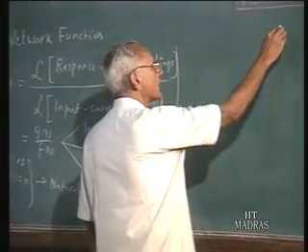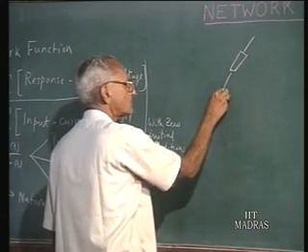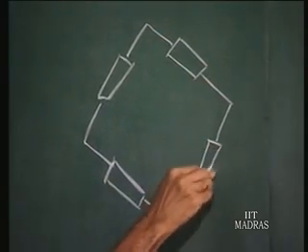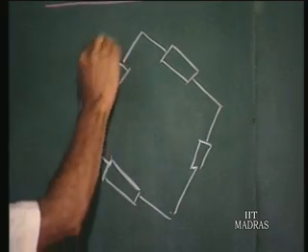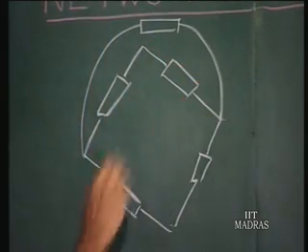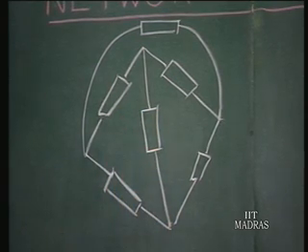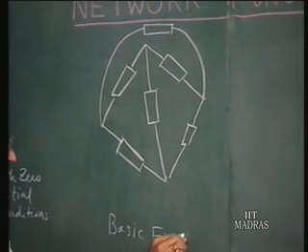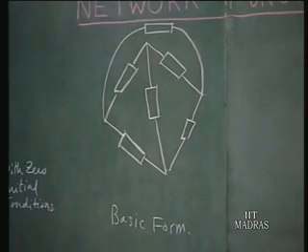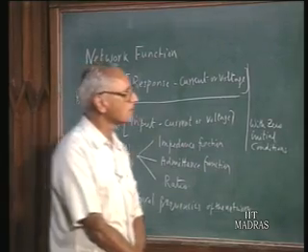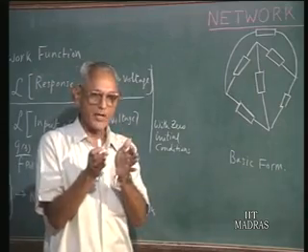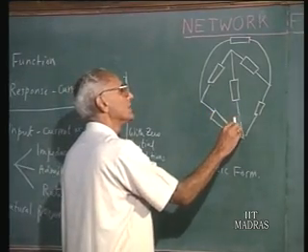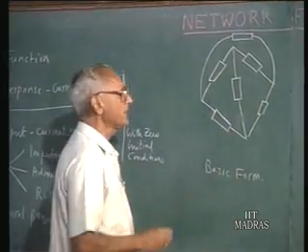So let us say that we are having a network like this. Suppose this is a basic form of a network. Now, when you introduce a voltage source as an excitation, you must introduce it in such a way that when the voltage is made equal to 0, the basic form of the network is obtained. Therefore, you should introduce a voltage source, for example, by cutting into this and placing a voltage source here. I will explain what happens if you don't do that.